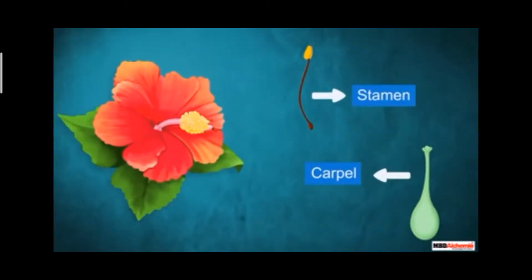Now let us know about the different parts of the flower. Flower contains two parts, reproductive part and non-reproductive part. The stamen and carpel are the reproductive parts of a flower. Stamen is the male reproductive part and carpel is the female reproductive part.